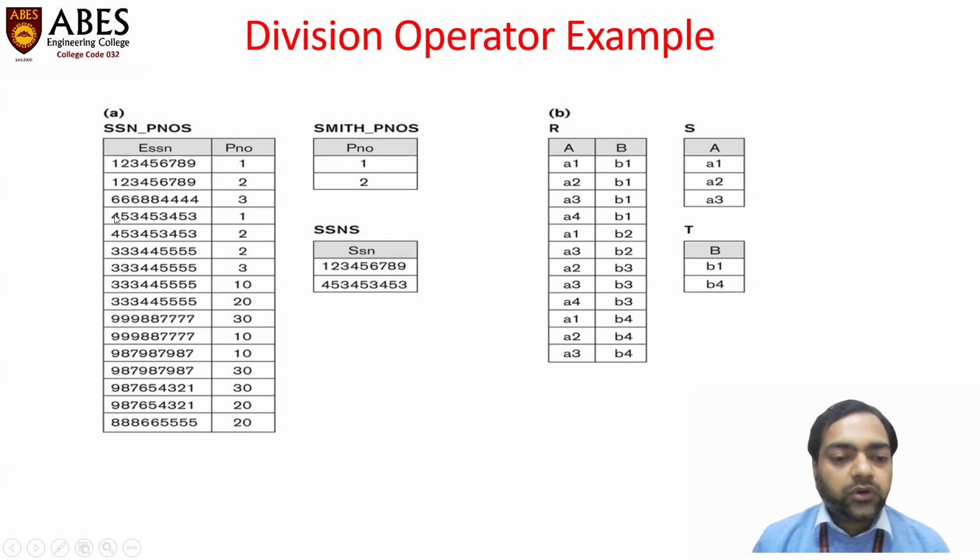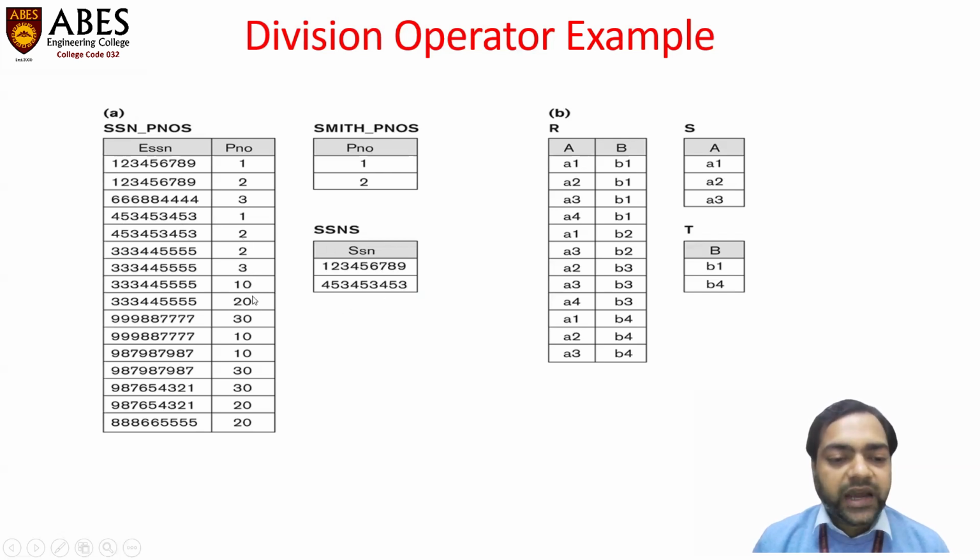Next we talk about this number 4, 5, 3, 4, and so on. So this particular value of ESSN number will have both the values of P number. Let's suppose we have 1 and 2. So here we have 1 for this particular value and 2 for this particular value. So we have all the values for this particular tuple, so we will include this value also in our relation.